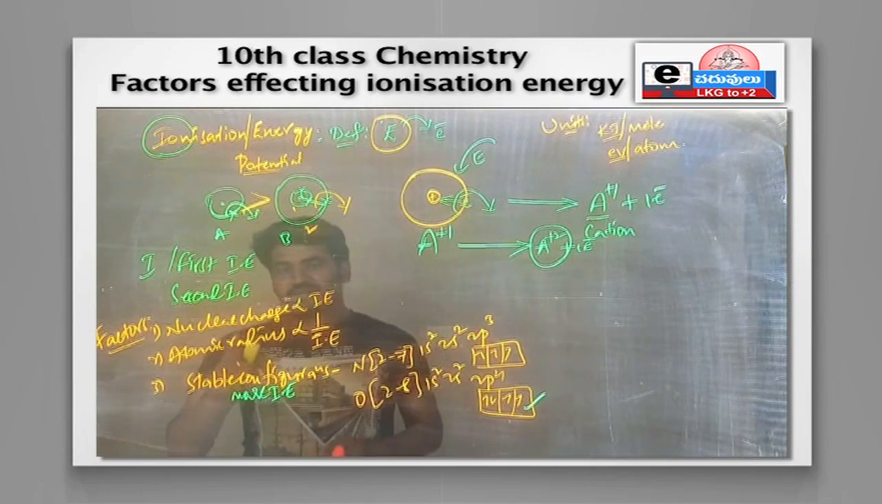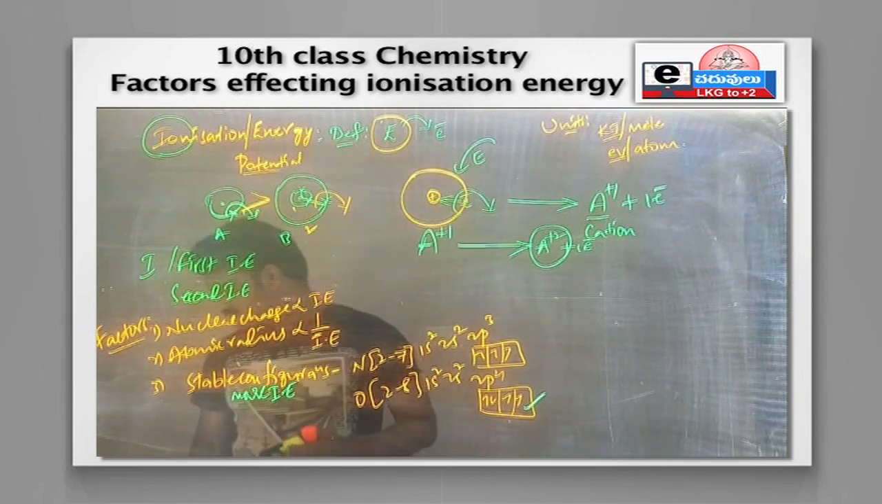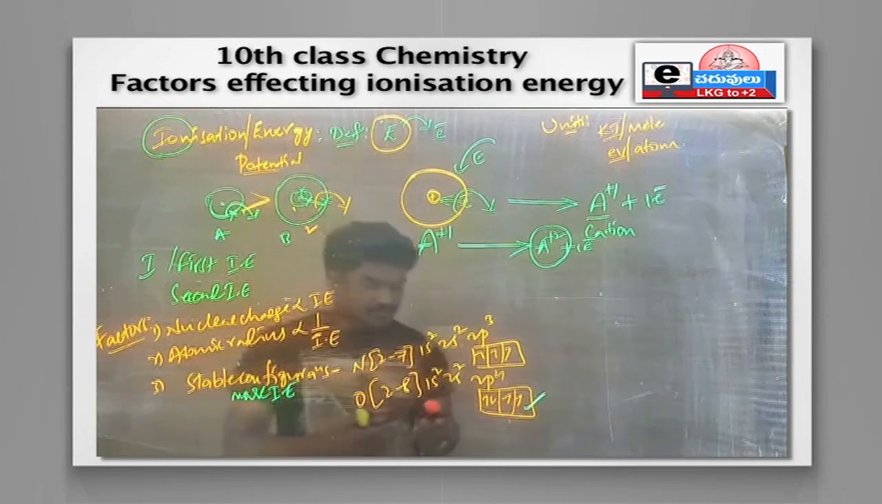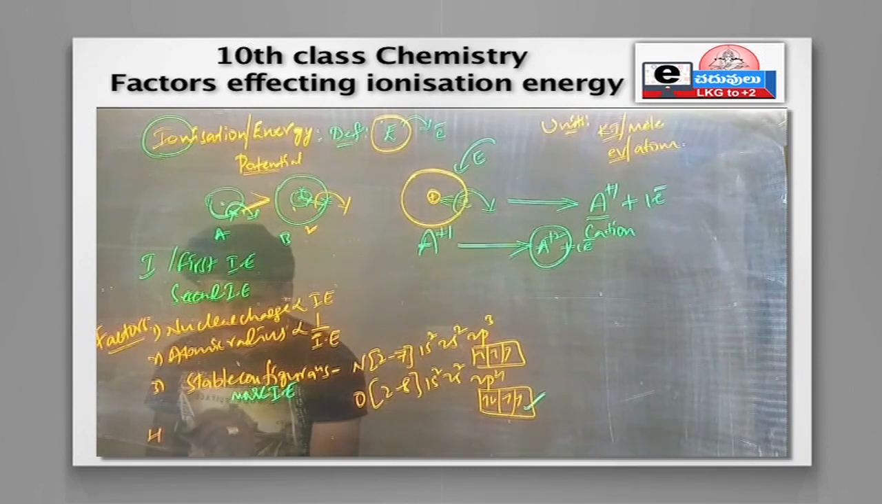So that is nuclear charge, atomic radius, stable configurations, and one more is there, the screening effect.